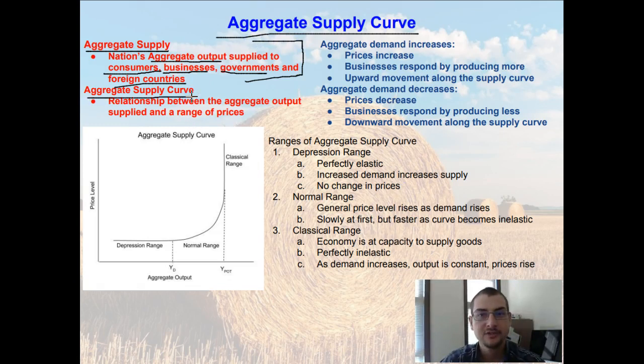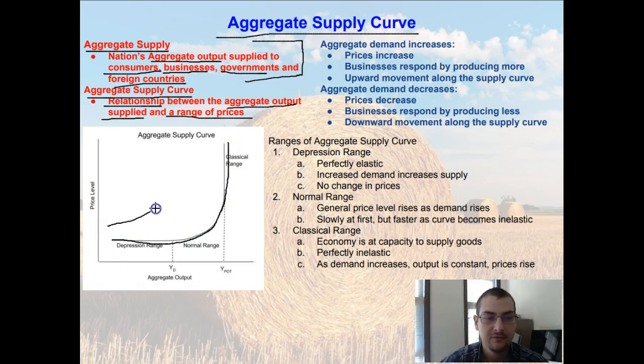And with all of these curves, as we talk about in economics, we know that there is a relationship. In this case, it's showing a relationship between the aggregate output that is being supplied and the range of prices. Another thing we notice is that it's an upward sloping curve. It slopes upward, to where as price levels increase, more is being produced.